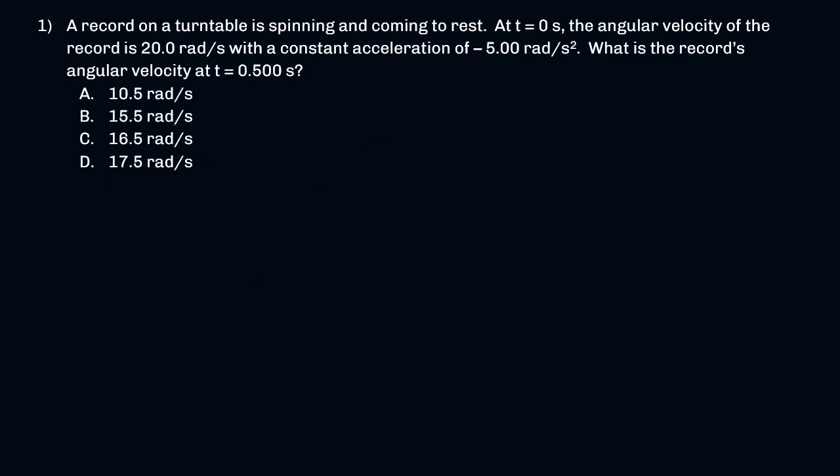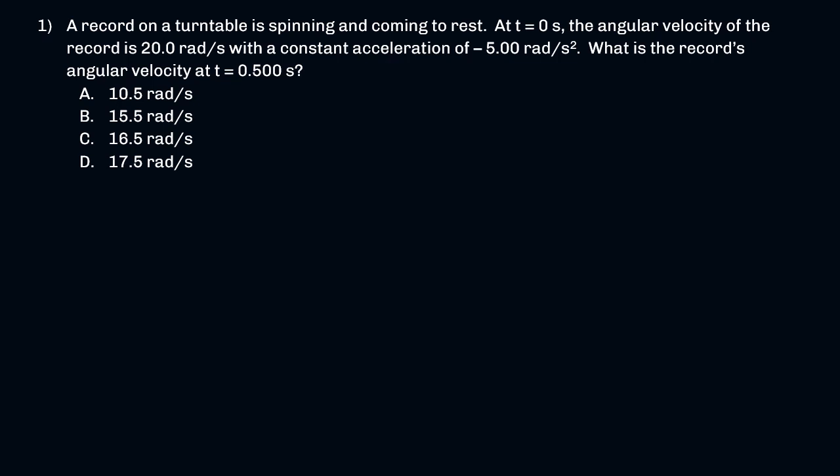All right, so our first example here, we have a record on a turntable that is spinning and coming to rest. At time equals 0, the angular velocity of the record is 20 radians per second with a constant acceleration of -5 radians per second squared. What is the record's angular velocity at time equals 0.5 seconds?